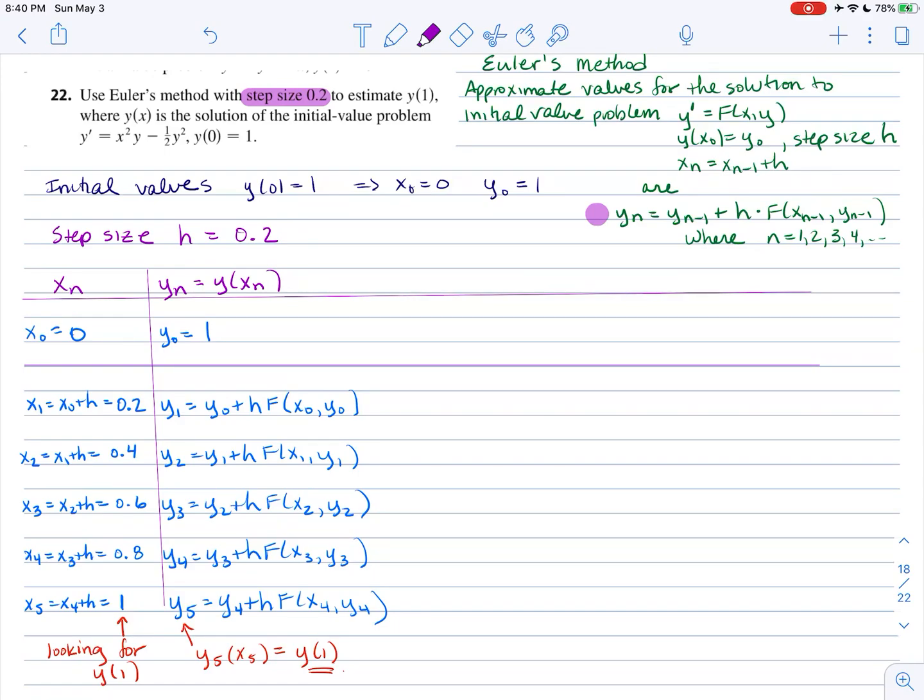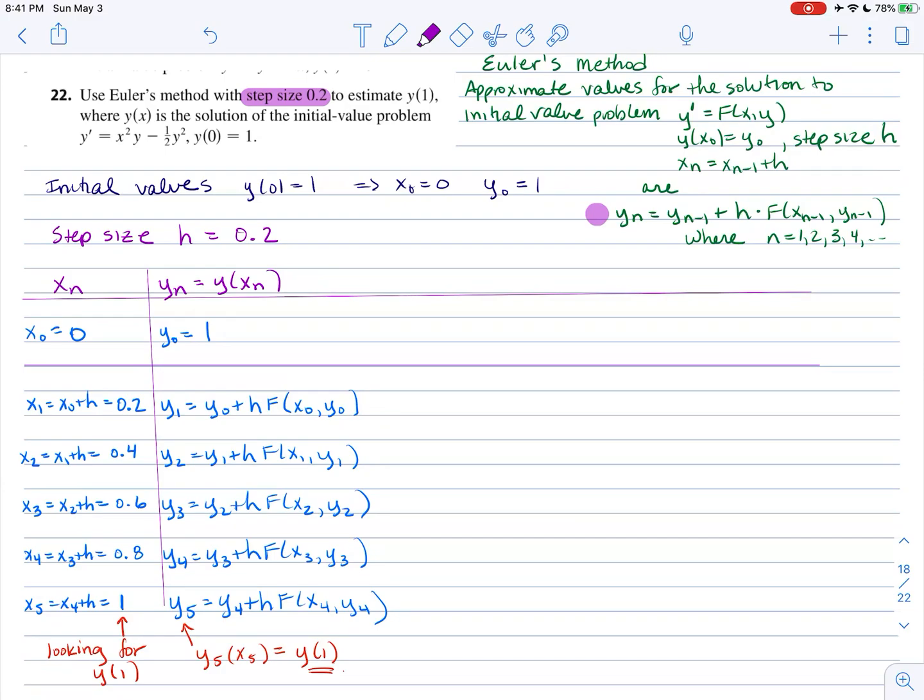So here we go. I built a table of y sub n's and x sub n's. In the first column of x sub n, we know that x sub 0 is equal to 0, and x sub 1 is just going to increase by the step size. So we go from 0 to 0.2, then x sub 2 increases by another step size, 0.4, then 0.6, then 0.8, and then finally we get to 1. And remember, we're trying to estimate the output y of 1.